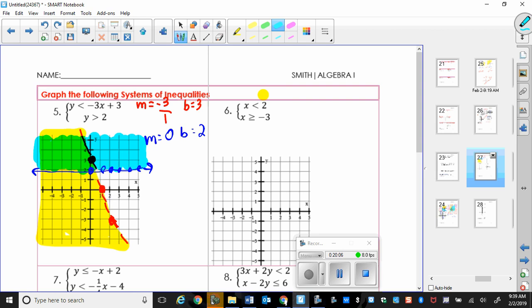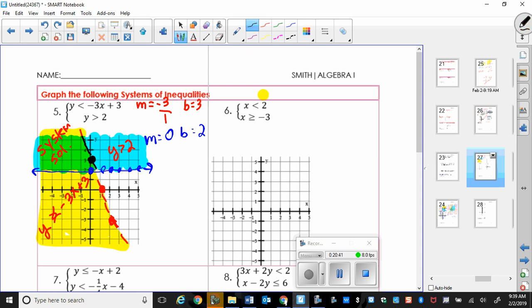So I'm going to write where all of the solutions are for this particular system. So here's the system solutions. But what about the yellow portion? Well, this is y is less than -3x plus 3, and the remainder of this is where y is greater than 2. Okay? And the green portion is where they converge.